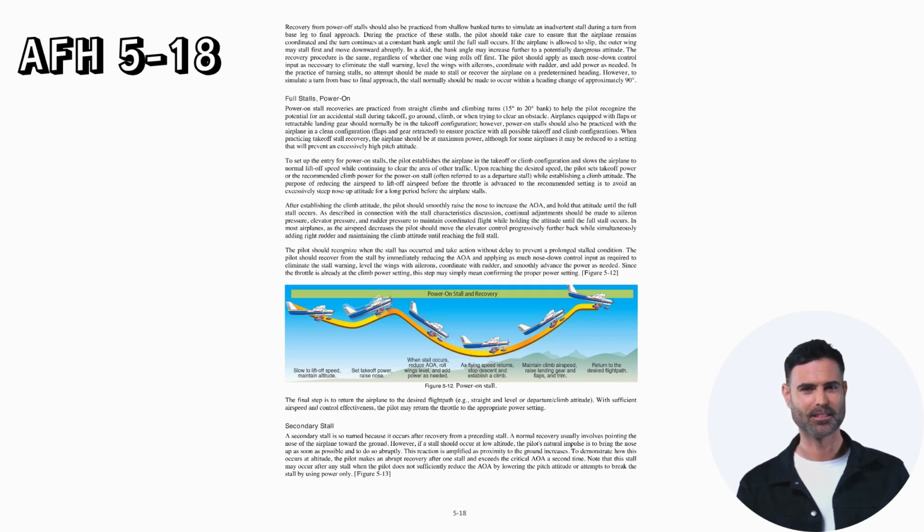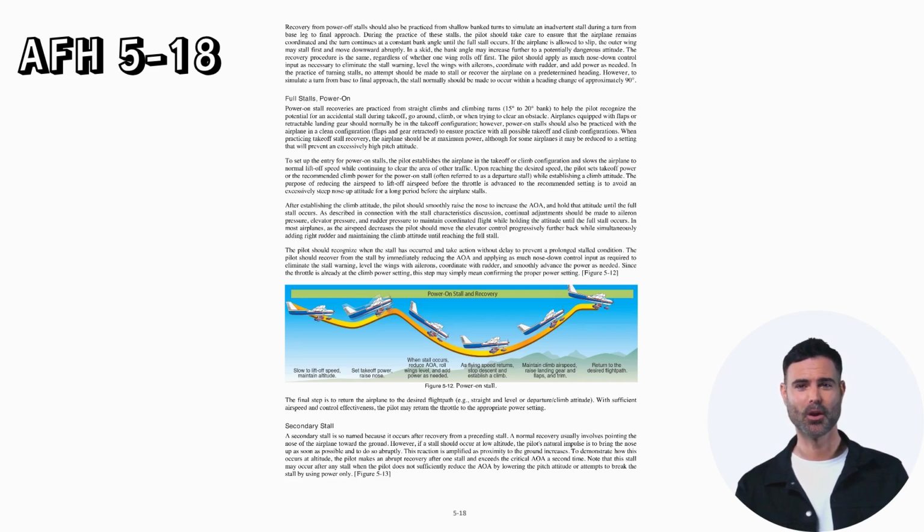Secondary stall. A secondary stall is so named because it occurs after recovery from a preceding stall. A normal recovery usually involves pointing the nose of the airplane toward the ground. However, if a stall should occur at low altitude, the pilot's natural impulse is to bring the nose up as soon as possible and to do so abruptly. This reaction is amplified as proximity to the ground increases. To demonstrate how this occurs at altitude, the pilot makes an abrupt recovery after one stall and exceeds the critical AOA a second time.